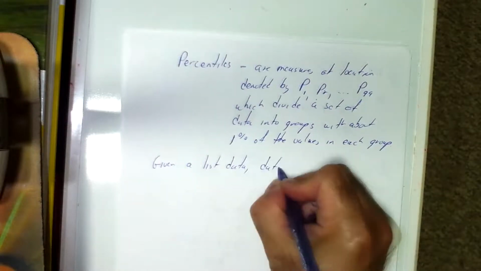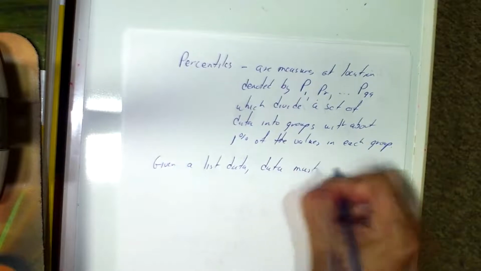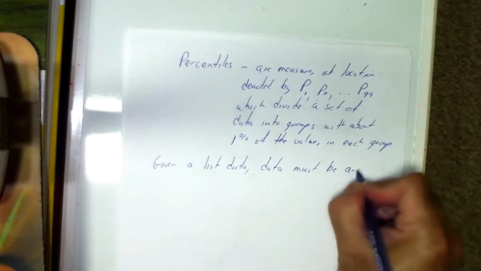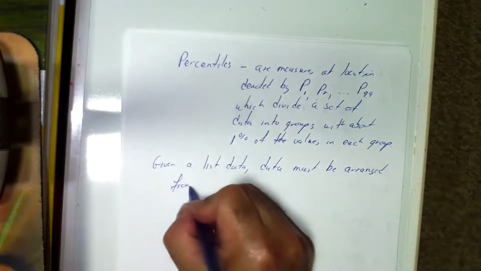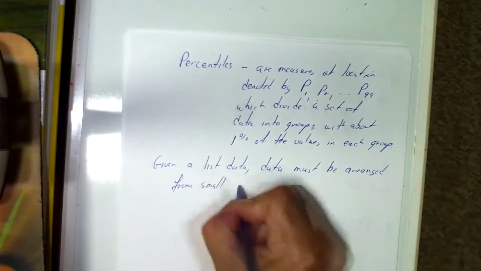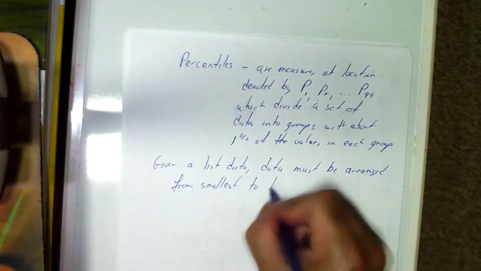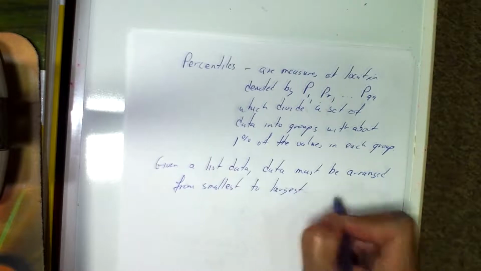Given a list of data, data must be arranged from smallest to largest. Okay.